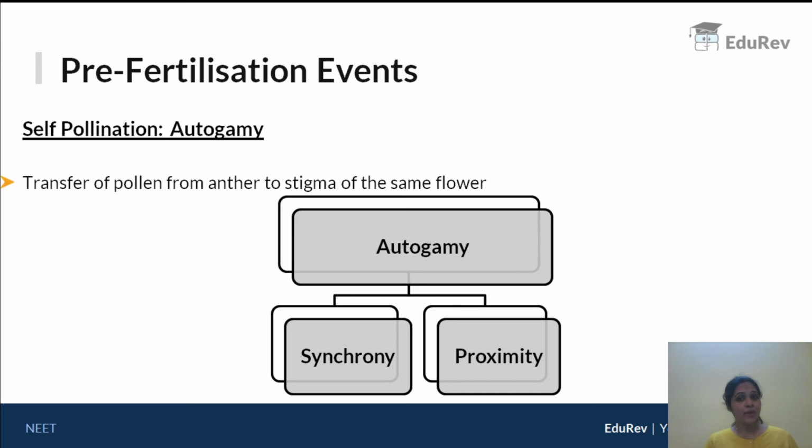Now, this would also imply, suppose we do not want self-pollination, we do not want autogamy. What is the best way to get rid of it? What could be some of the ways? Number one, probably allow the stigma to become receptive at a different time from which the anther is dehiscing, so don't have synchrony. The second, avoid proximity. Keep the anther on one side, keep the stigma on the other side. So that would prevent self-pollination, that would prevent autogamy. Okay.